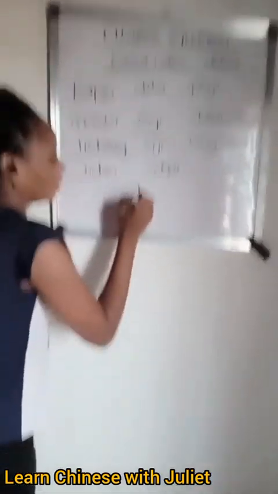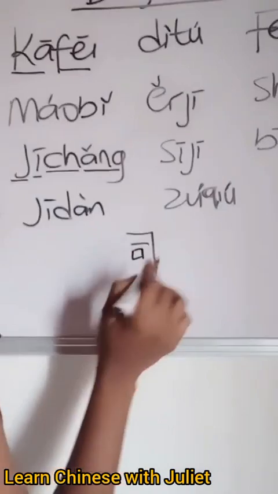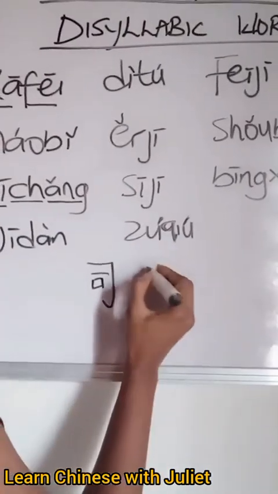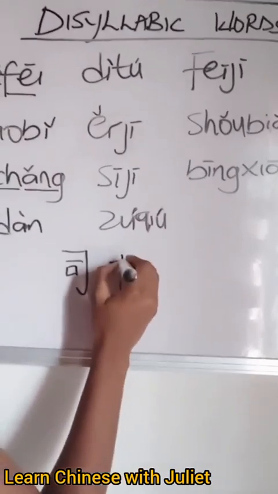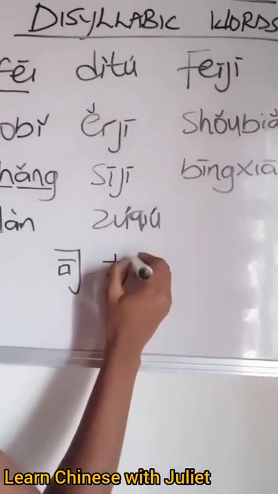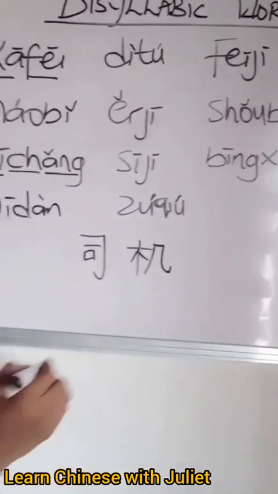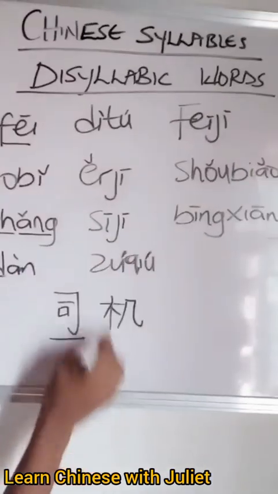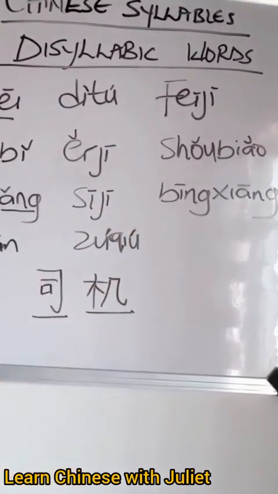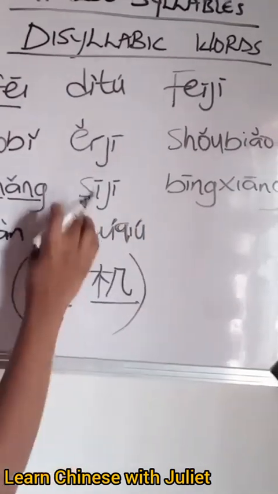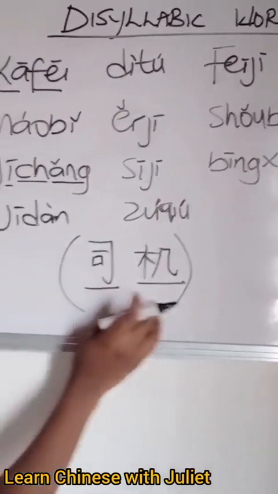Now the first one will be like this. This is si, one character. Now for one syllable. Now the ji will be having another one, which is this. We have this. Are you seeing it now? This is one character for si. This is the pinyin. This is the character. Now for ji, this is the character. This is the pinyin. Because we are having two syllables, definitely we'll be having two characters.